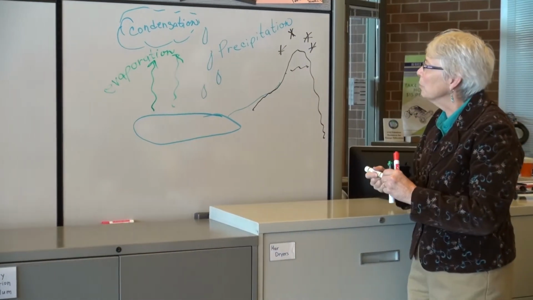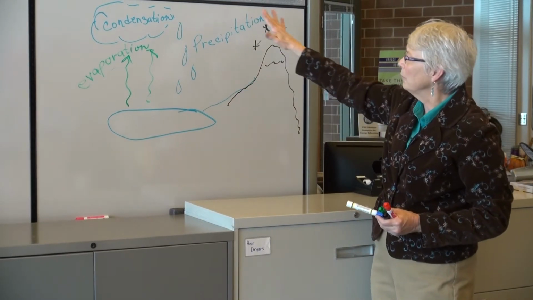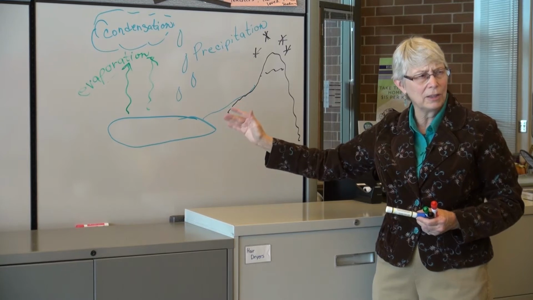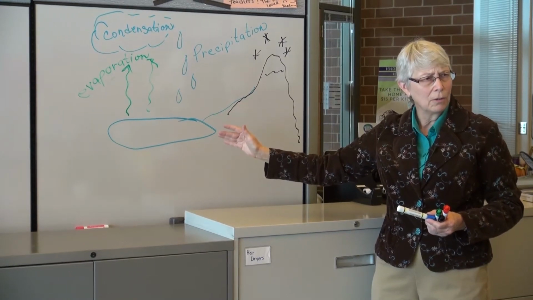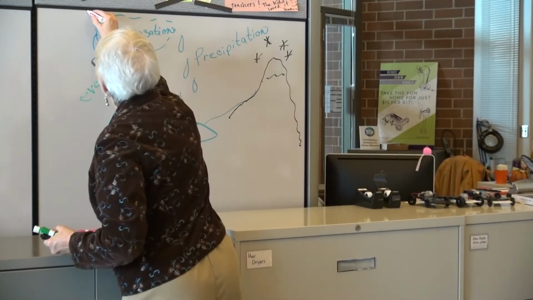So we can see the different parts of the water cycle, but what is it that's driving this cycle? It doesn't just happen. There has to be something that drives that cycle. What do we need to have? And the sun causes the evaporation. Right, we've got to have an energy source.